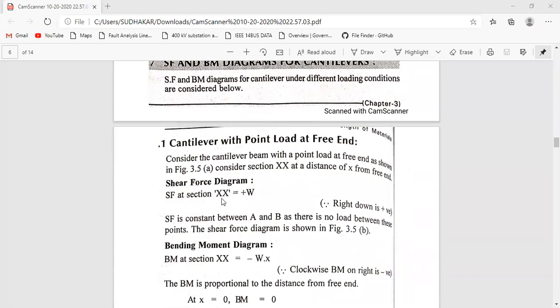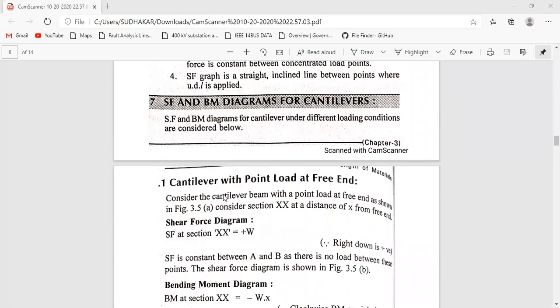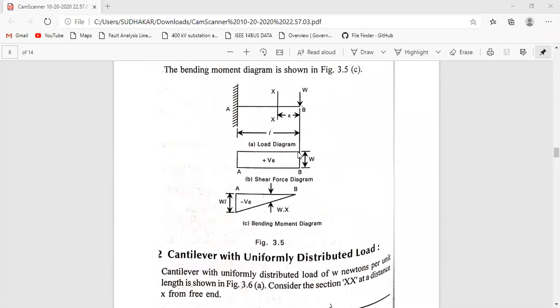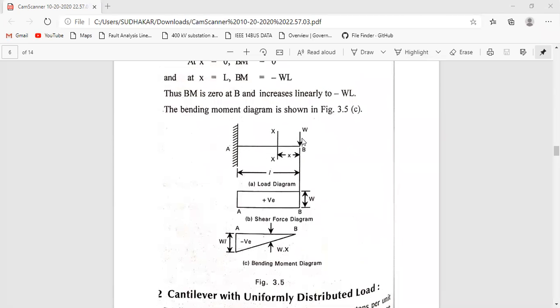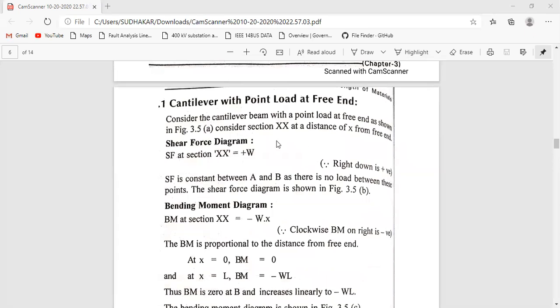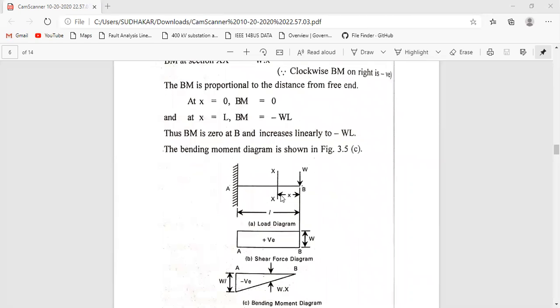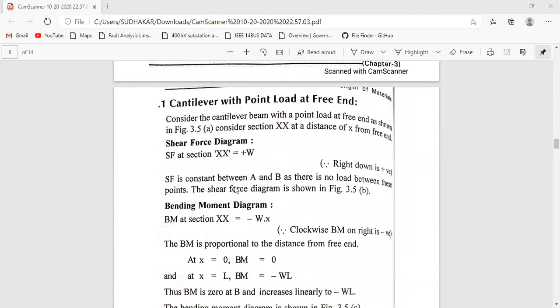Now in this section, we are going to discuss the shear force and bending moment diagrams for cantilevers only. The first case is a cantilever with a point load at the free end. It looks like this. At the free end, we are applying a load of W. Consider a section xx at a distance x from the free end. Now, the shear force diagram.